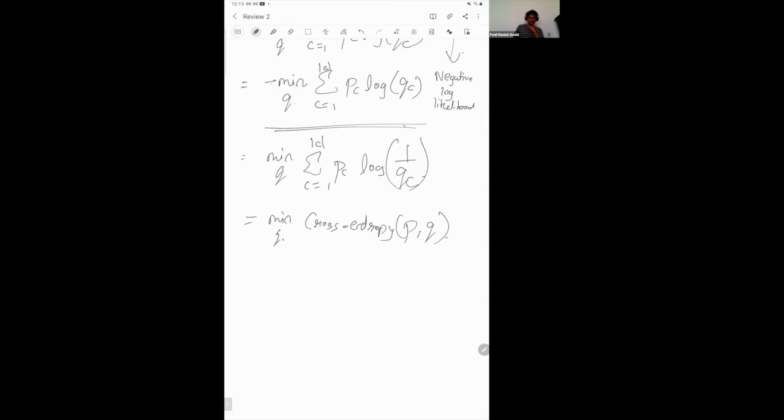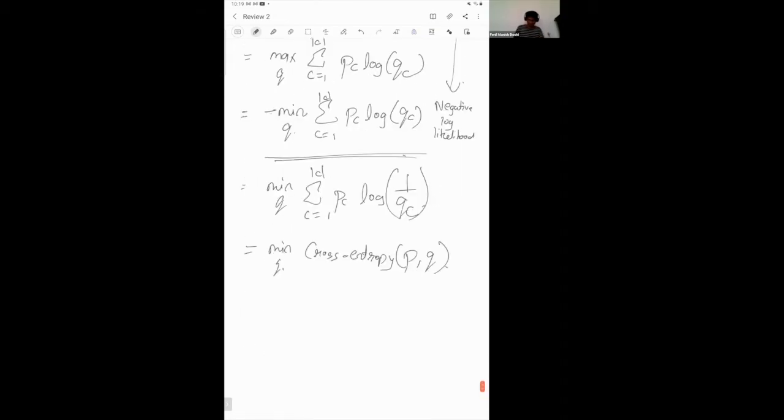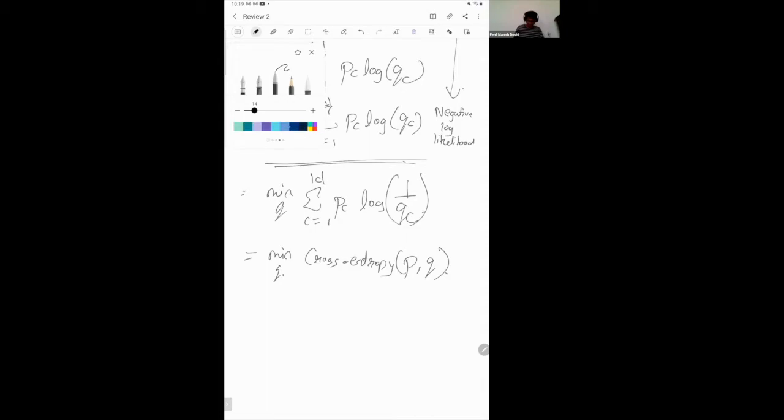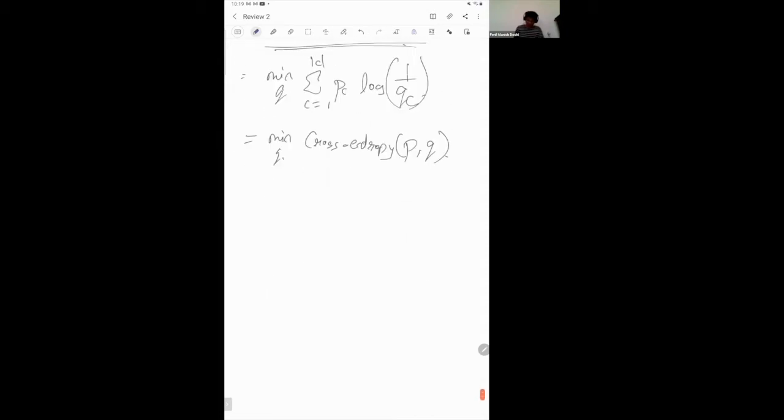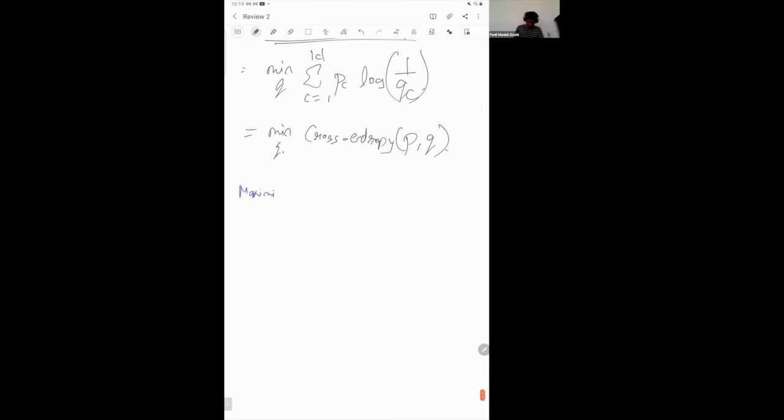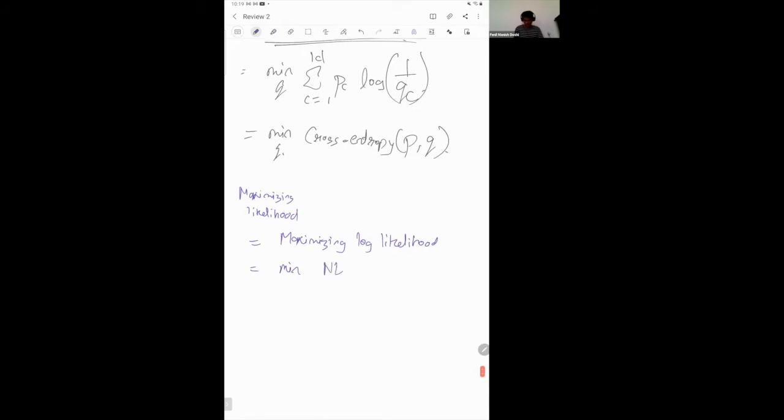Yeah, any doubts still here? So what we basically have shown now is maximizing likelihood is the same as maximizing log likelihood, which is the same as minimizing negative log likelihood, which is the same as minimizing cross entropy, which is the same as minimizing KL divergence. All of these things are the same.